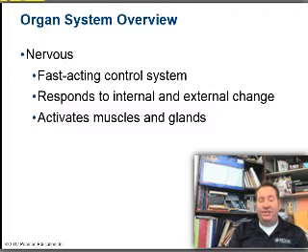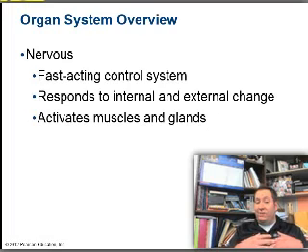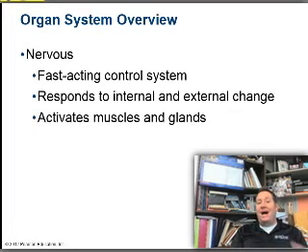The nervous system is your fast-acting control system that you have. And basically what it's going to do is the nervous system generates electrical impulses that travel throughout your body. These electrical impulses that are generated are going to fire into things like skeletal muscle and cause movement. They're also going to fire into things like glands and cause glands to release a particular substance.